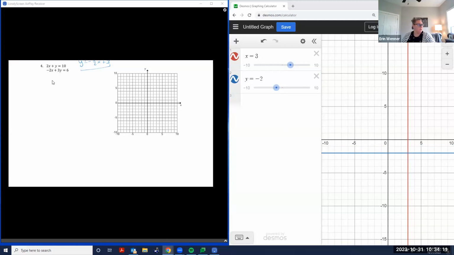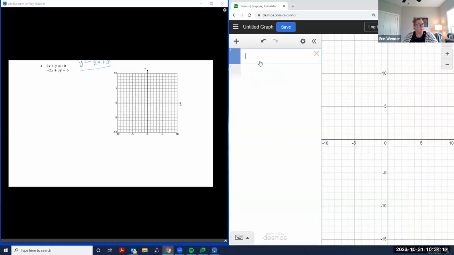Okay, so I'm not going to bother to put these in slope-intercept form. I just want to show you something about how powerful Desmos is. So if I take these two and graph them, my first equation, I'm going to graph here as 2x plus y equals 10. There's my first equation, right? It's giving me those two ordered pairs.